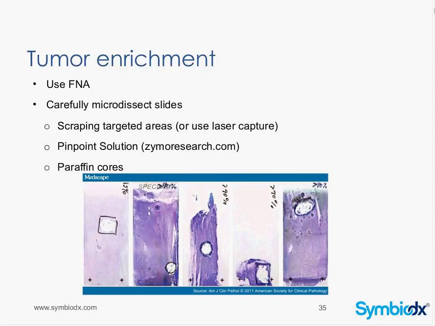One of the really interesting ways to do this is illustrated here. This is using this PinPoint solution. It's kind of like nail polish that you put on, and you just draw the area and peel it right off. So you also can do paraffin cores. In other words, you take a little cylinder out of a paraffin block where you know the tumor is.